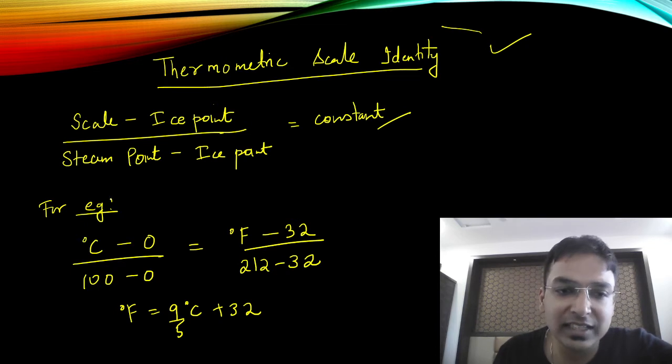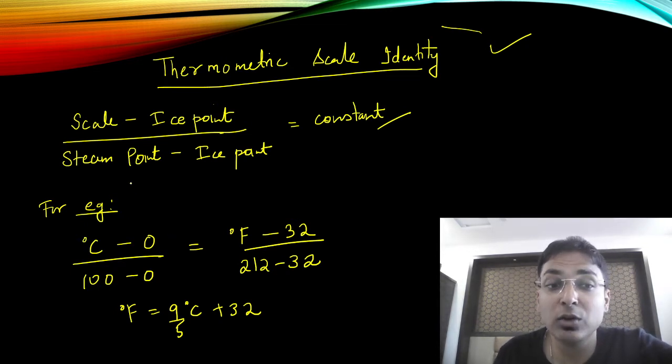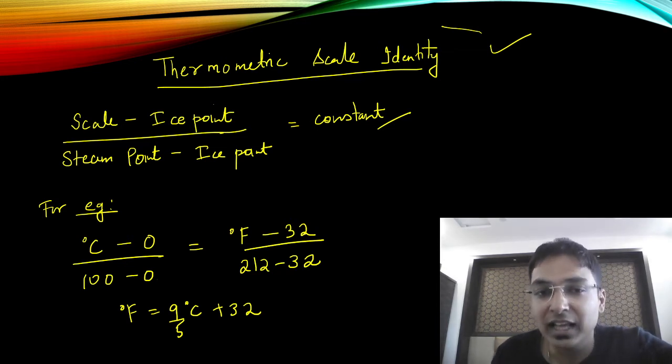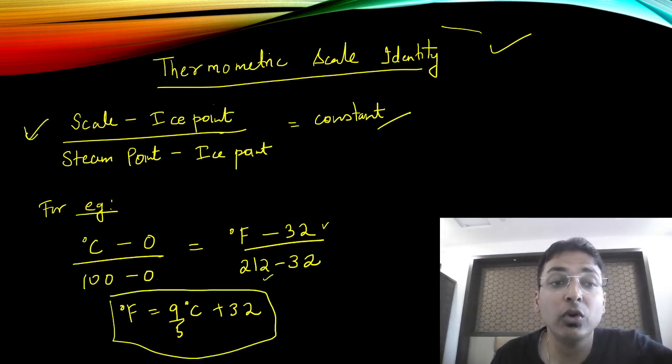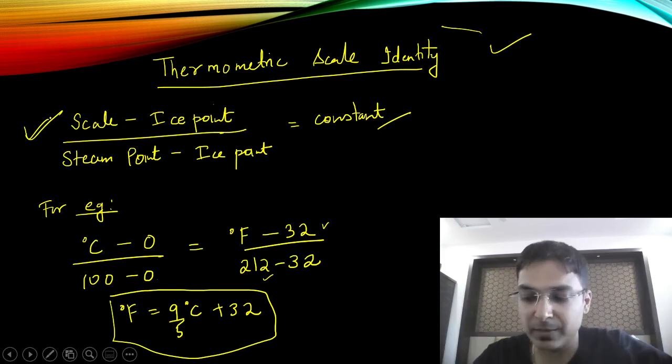So, like, we take the Celsius scale. Degree Celsius minus 0 (ice point is 0, steam point is 100), upon 100 minus 0, is equal to, in Fahrenheit, (F minus 32) upon (212 minus 32), where the ice point is 32 and steam point is 212. So you get this relation. You can use this equation for converting from one scale to another.